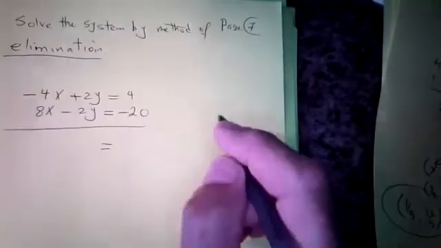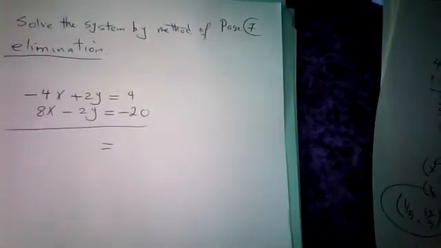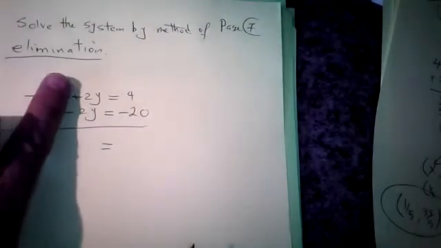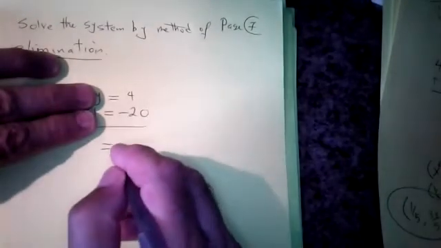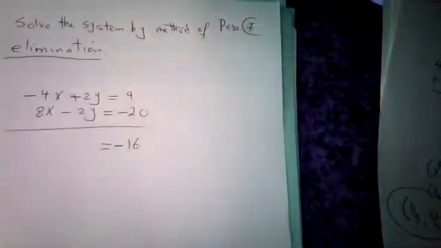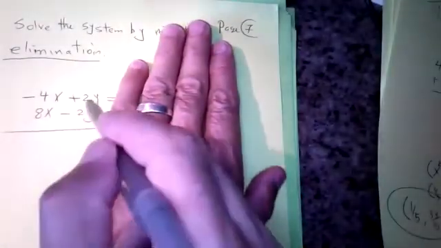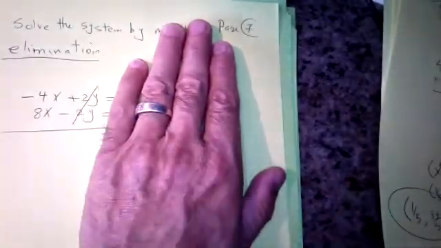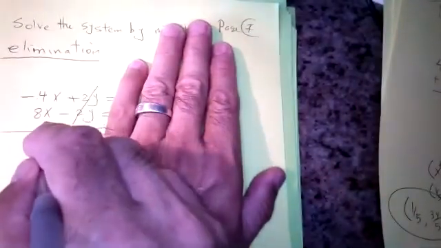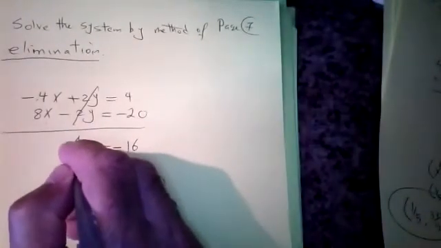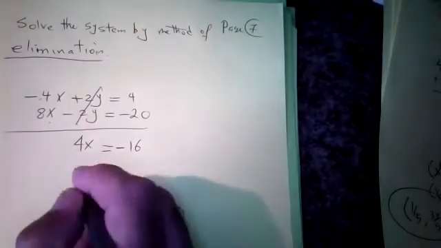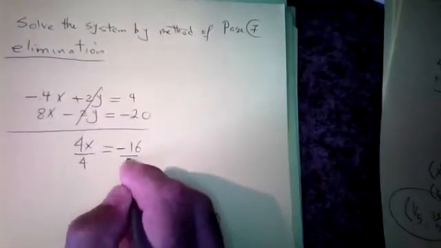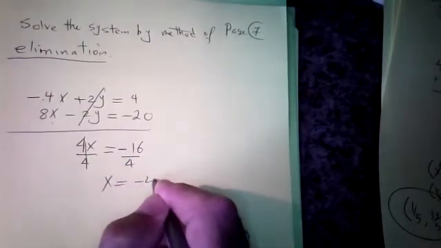What you see on this side, on the right side, what do I have? I have 4 and -20, right? That would be -16. What do I have on this side? 2y and -2y cancel. -4x plus 8x is 4x. Okay, so then you divide both sides by 4. That gives you the value of x.